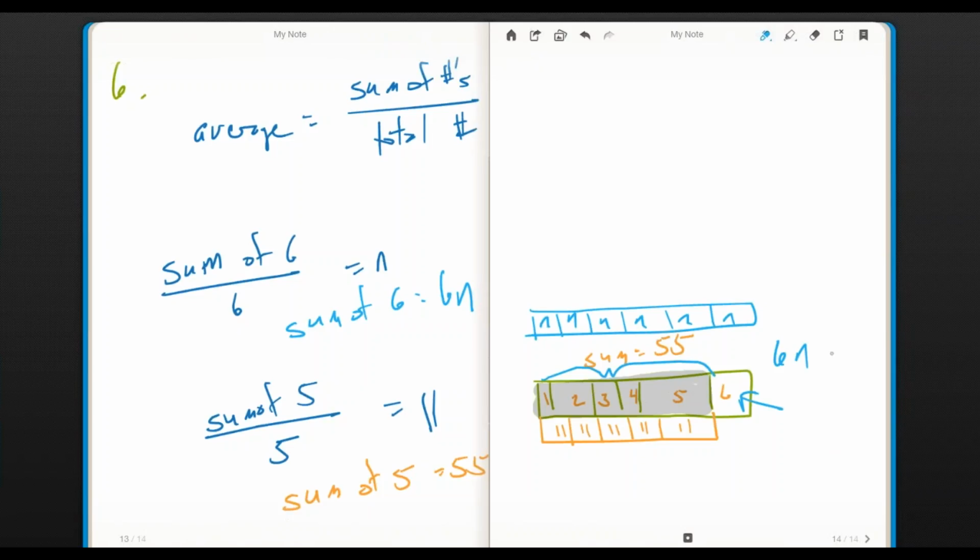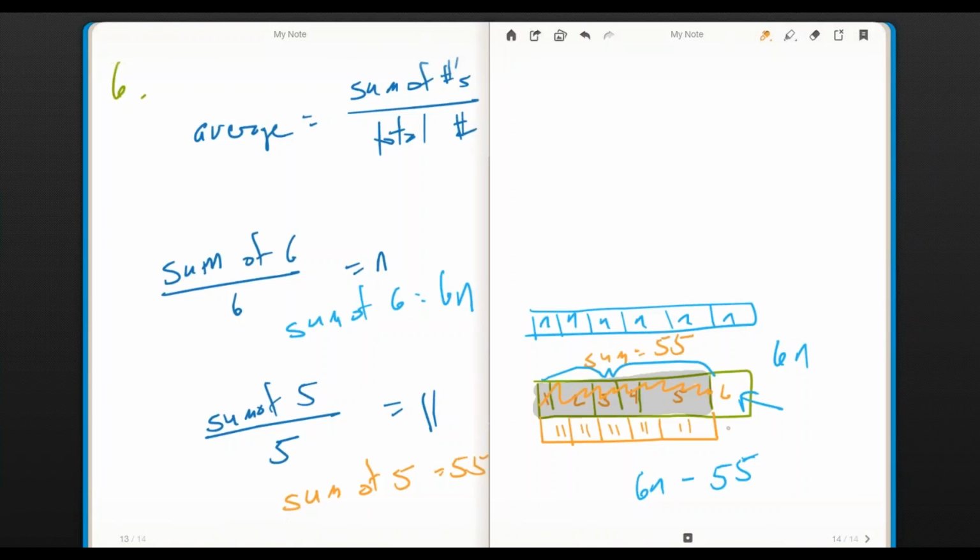So, just like I said a while ago, if you want to find the value of this last number, it will be 6n minus 55. The entire thing, subtract the 55 part, will tell me that last little bit that I have. That is the value of the sixth number in terms of n.